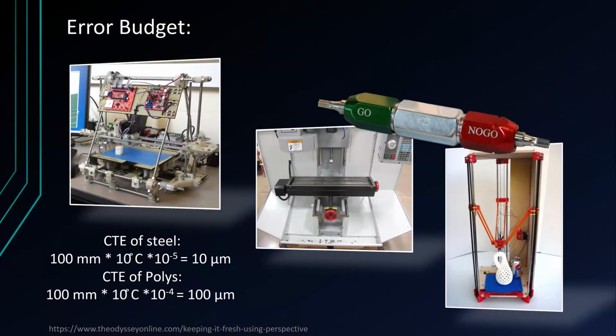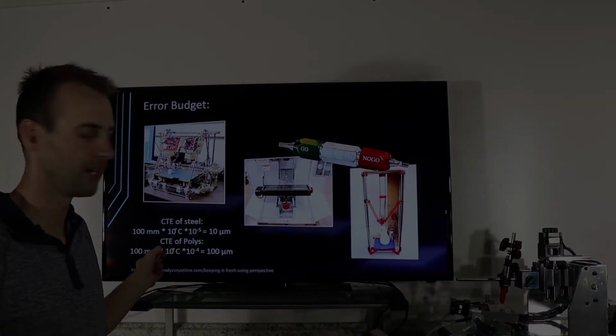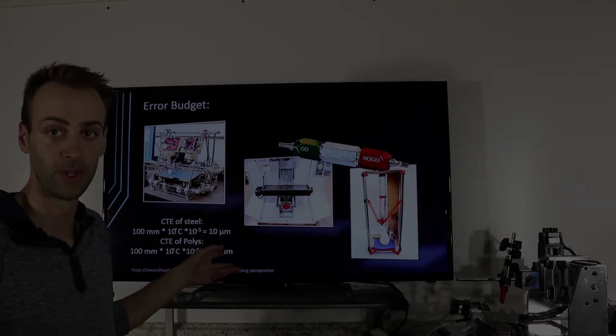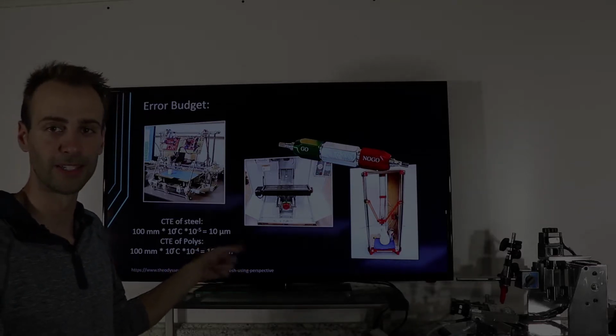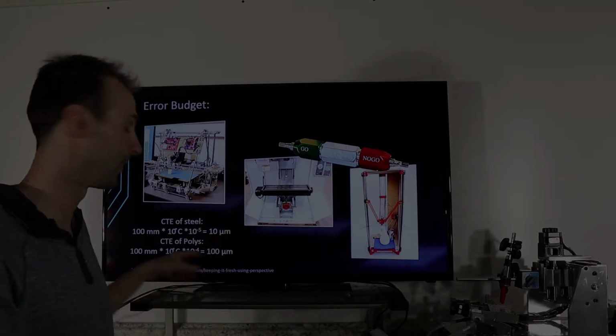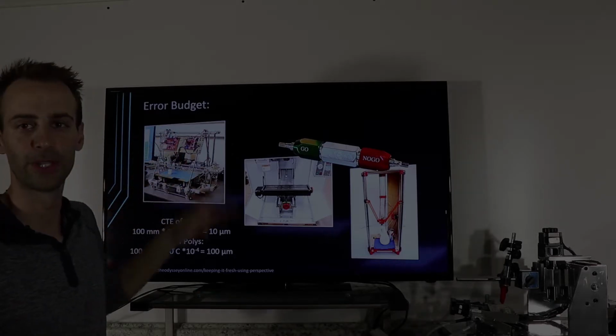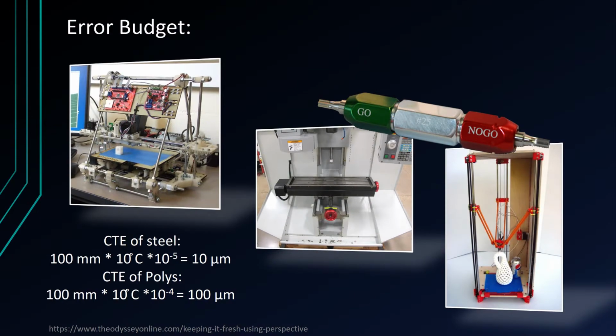But let's look at plastics under those same conditions. For every 100 millimeters and every 10 degrees Celsius, now my coefficient of thermal expansion is an order of magnitude higher. It's 10 to the minus 4, something like that. So for every 100 millimeters of part, I have 100 microns of growth. That's 100 microns. So if your whole tolerance is 25, you're out by a factor of 4 per 100 millimeters. So look at this goofy machine with all this plastic in here, right? And that's per 10 degrees Celsius.